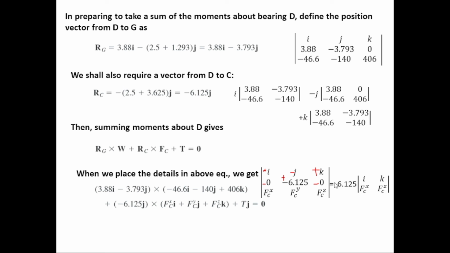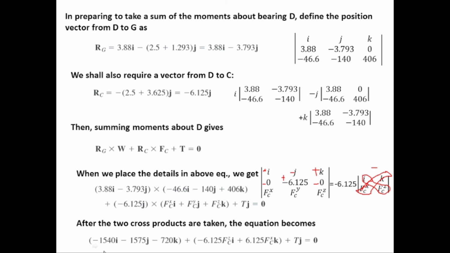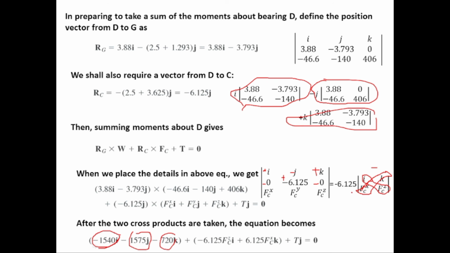So it is equal to minus 6.125 into I, K, FCX and FCZ. So minus 6.125 into this multiplied by this minus this multiplied by this. From this we will get minus 1540i. From this we will get minus 1575j, and from this we will get minus 720k, and from this we got this plus TJ equals to 0.